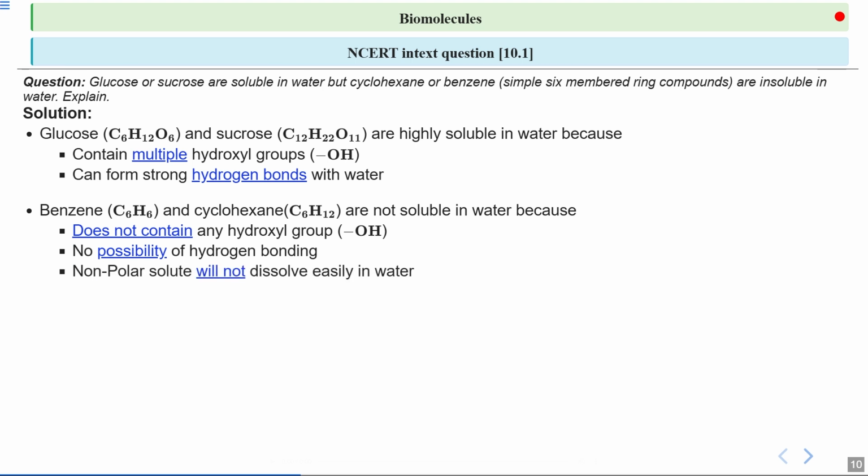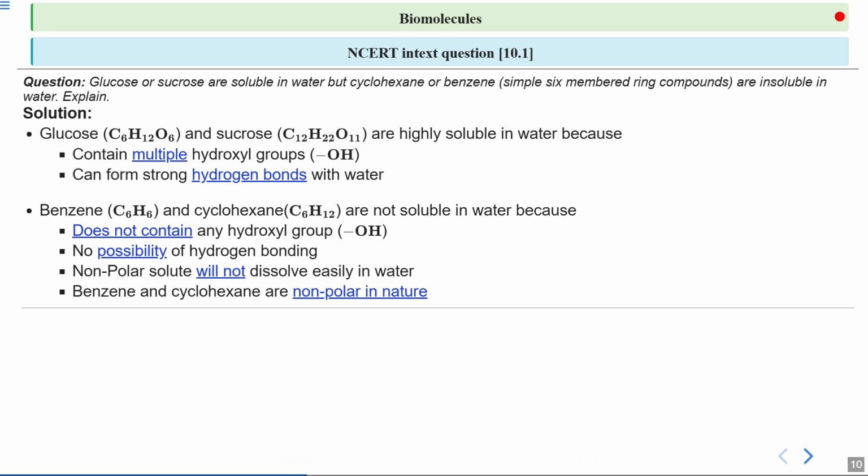Also, benzene and cyclohexane are non-polar molecules. Water is a polar solvent. So if benzene and cyclohexane are non-polar solutes, they won't dissolve in a polar solvent, because you need to remember a rule that like dissolves like. So non-polar solute tends to dissolve in non-polar solvent. Therefore, to sum up, we can say benzene and cyclohexane are non-polar in nature, which is why they don't mix with water. So the presence or the absence of a polar group like OH makes the difference in the solubility.